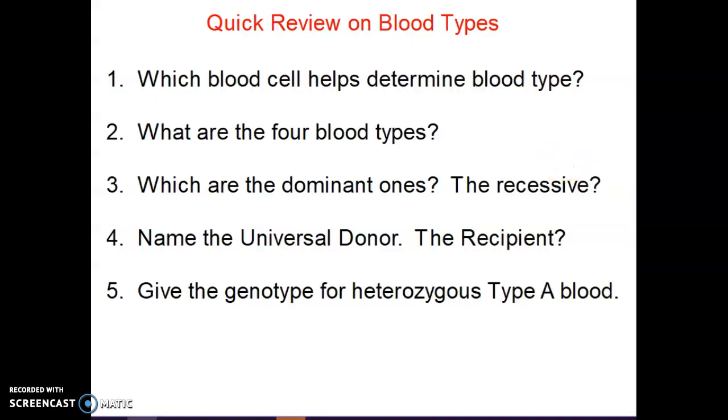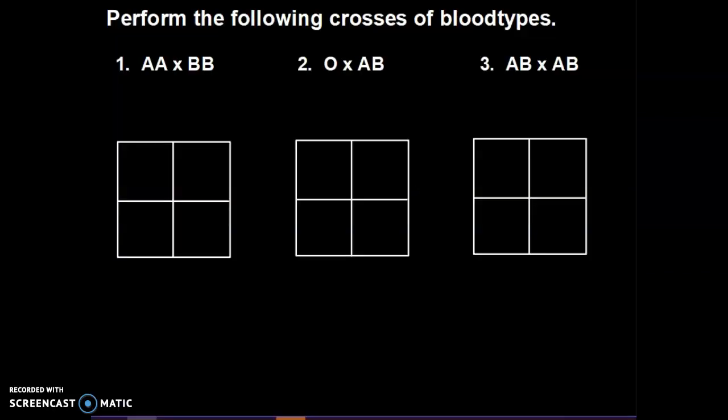All right, so let's move on to these. Let me show you how to do some problems here. These, I've given you the genotype, so these are going to be a little bit easier. So let's do this first one here. If I'm going to do AA times BB, you just put the A's here, right? And the B's here. So then if you do all of these crosses here, if the mom gives you an A and the dad gives you a B, every one of these are going to be AB.